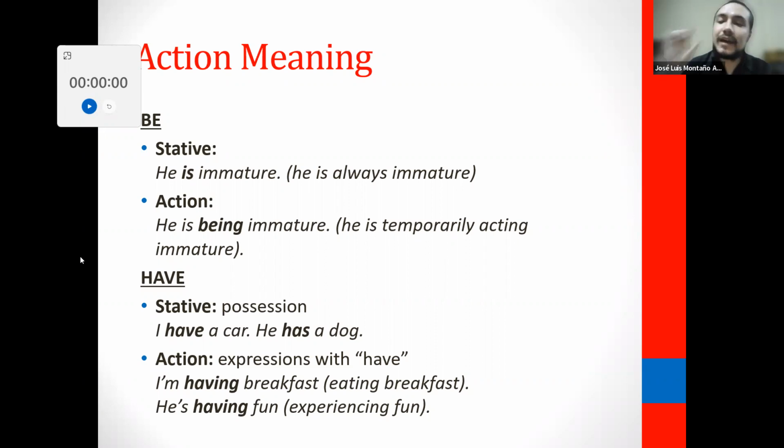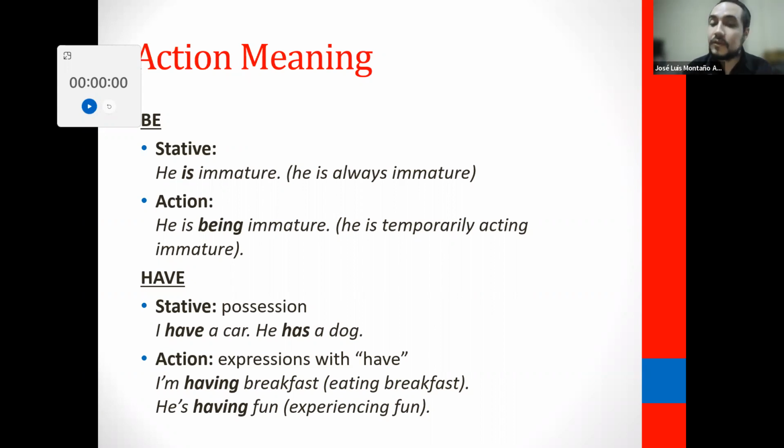So when have is possession, you don't say I'm having a car, right? That's incorrect. You don't say I'm having a dog, I'm having a cat. That's incorrect. If it's possession, you only say I have, he has. That's the only thing you need to say. I have a car, I have a house, I have whatever thing belongs to you, whatever thing is your possession.